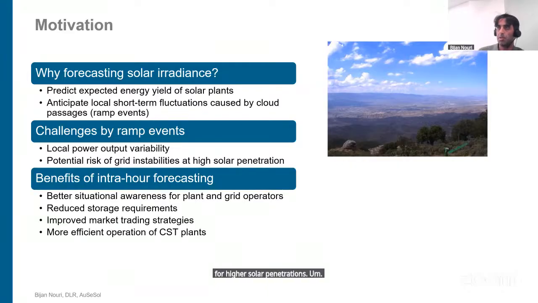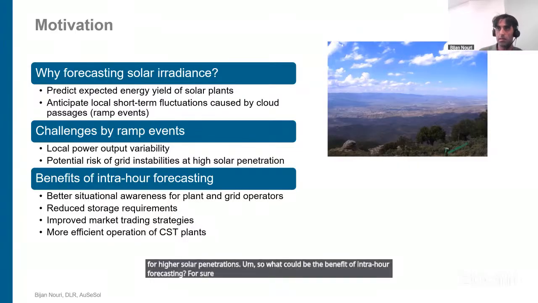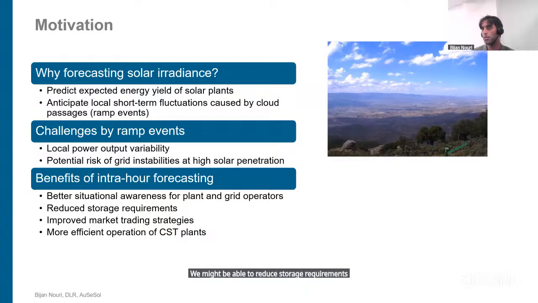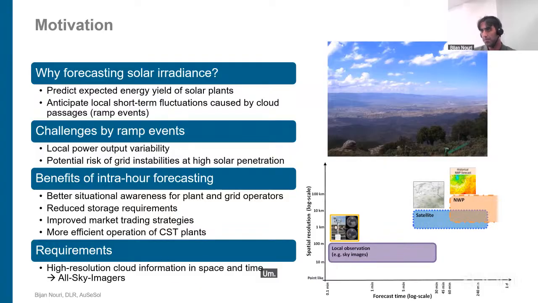So what could be the benefit of intra-hour forecasting? For sure, we can improve the situational awareness of plant and grid operators. We might be able to reduce storage requirements. We might improve market trading strategies, and especially in terms of CST, we could also optimize the control of the systems. What are the requirements?